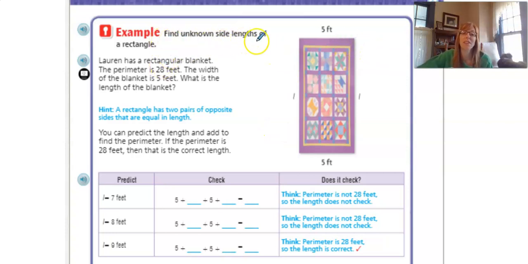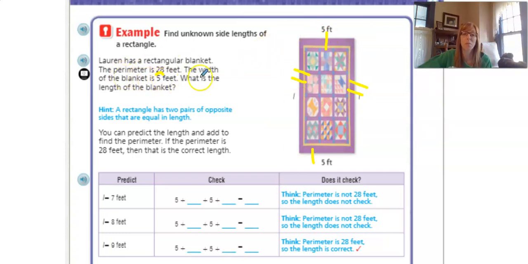It says find the unknown lengths of a rectangle. Well, we know some rules for a rectangle. We know this side and this side would be equivalent, so I'm just going to put a little mark here. And we know that this side and this side are equivalent to each other. It says Lauren has a rectangular blanket. The perimeter is 28 feet. That means the whole way around is 28 feet.